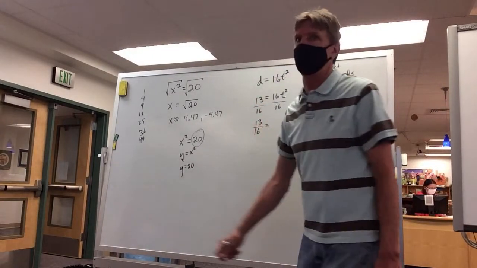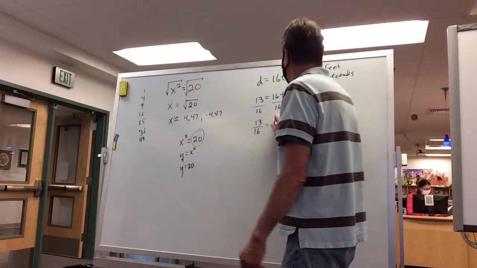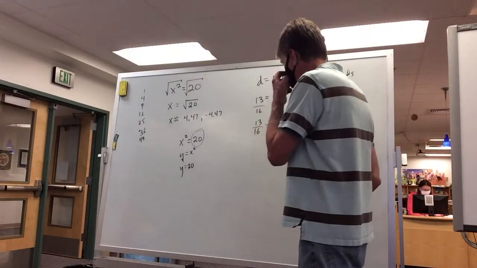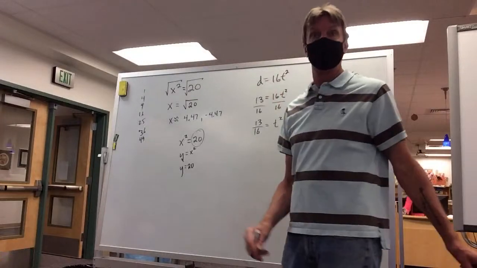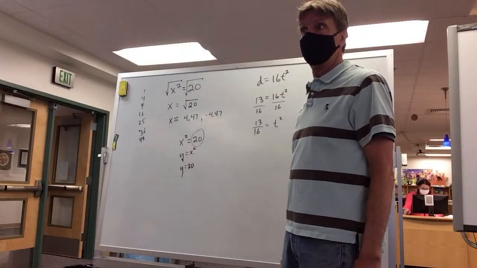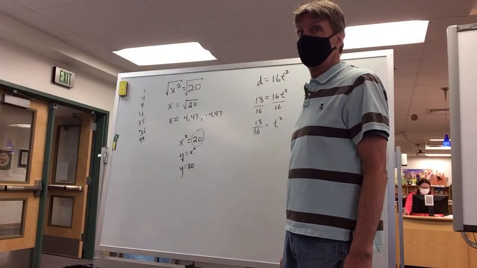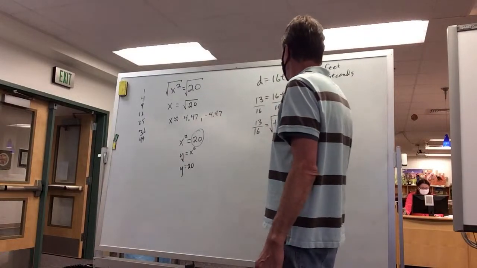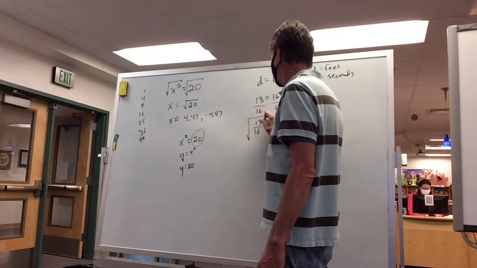Do not turn it into a decimal. That's equal to t squared. I'll show you how to work with this in a moment. So now what do we do? The square root. We're going to take the square root of the whole fraction.